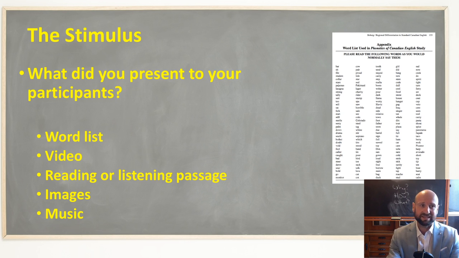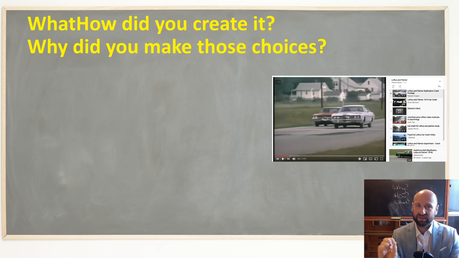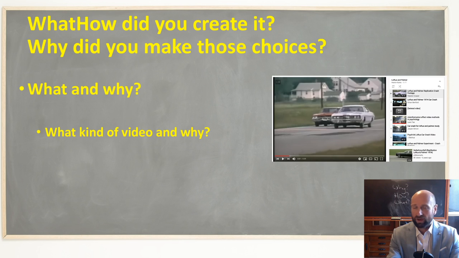So please state, what did you do? And then the how and the why. How did you create it? And then why did you make those choices? So think about what kind of video did you choose and why? If you did the Loftus and Palmer, and I've got another video where I explain specific tips about that. Maybe if you had to make a word list, what kind of words did you choose and why?